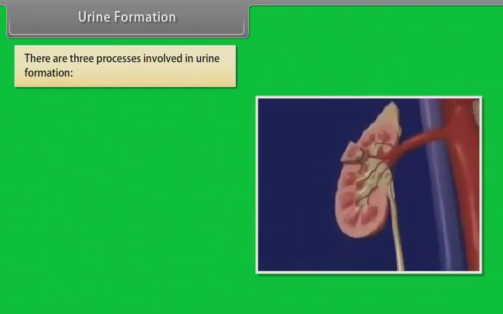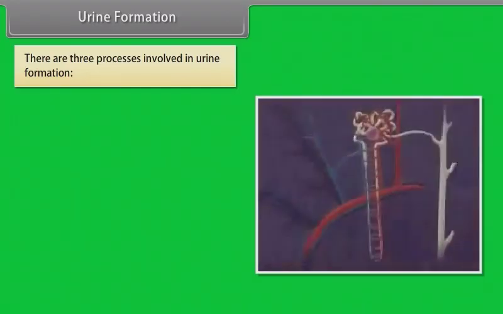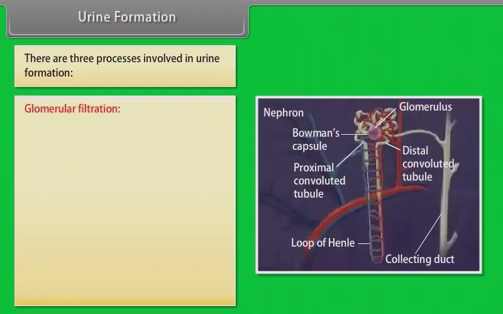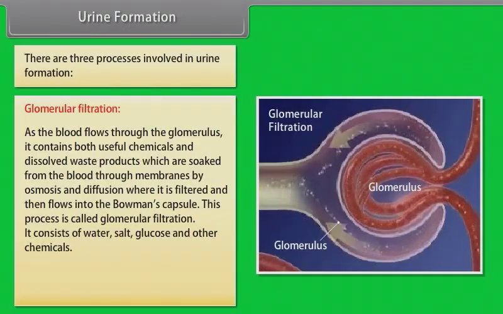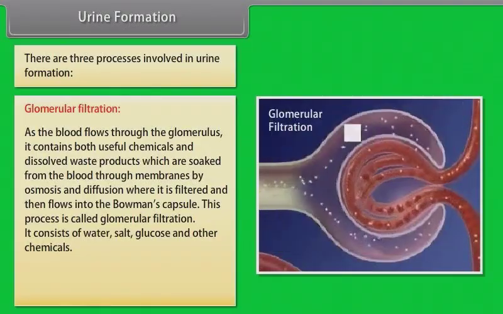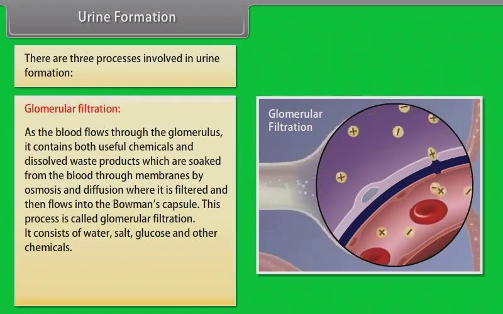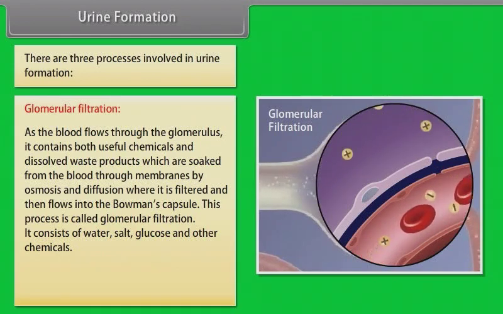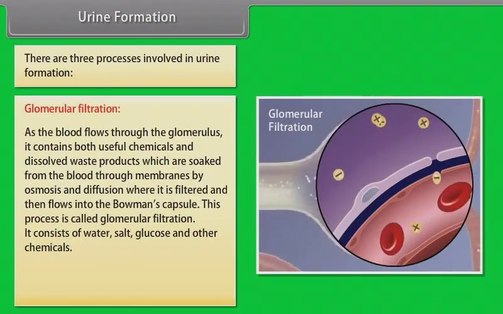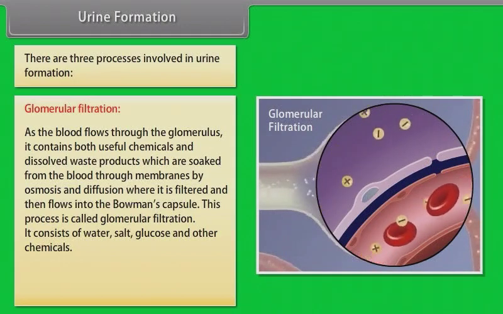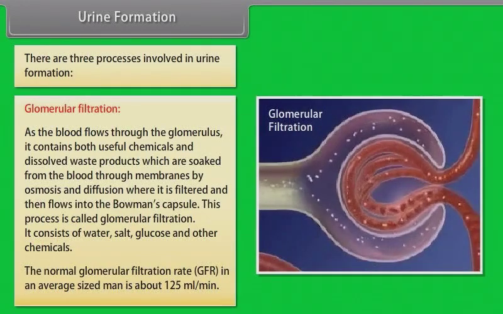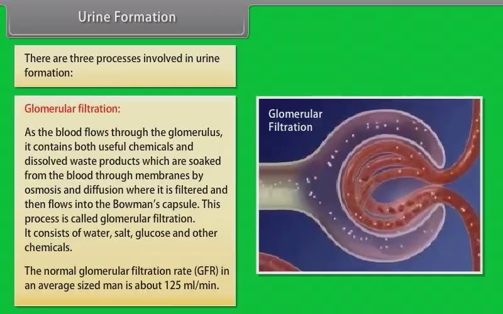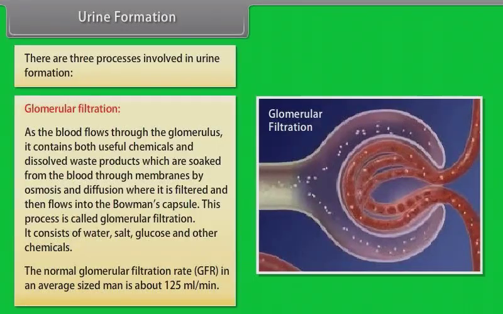Urine formation. There are three processes involved in urine formation. First is glomerular filtration. As the blood flows through the glomerulus, it contains both useful chemicals and dissolved waste products, which are filtered from the blood through membranes by osmosis and diffusion and then flow into the Bowman's capsule. This process is called glomerular filtration. The filtrate consists of water, salt, glucose, and other chemicals. The normal glomerular filtration rate, GFR, in an average-sized man is about 125 milliliters per minute.